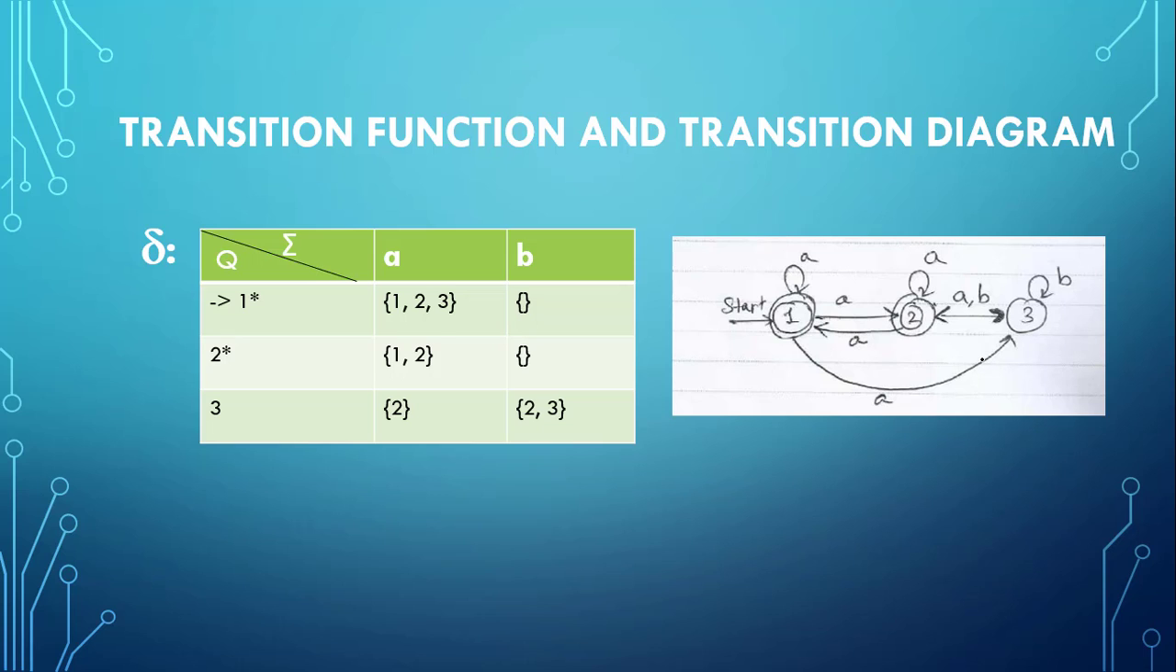So I hope it is clear that when we are converting NFA to DFA, the method will remain the same irrespective of whether the NFA is with epsilon or without epsilon.